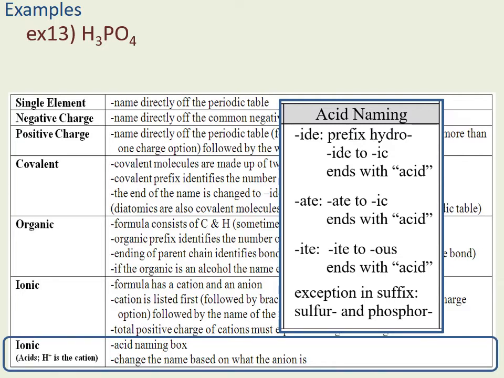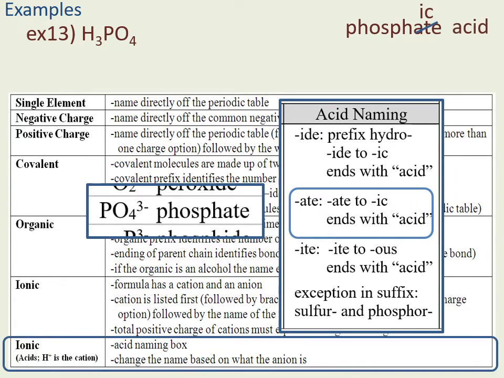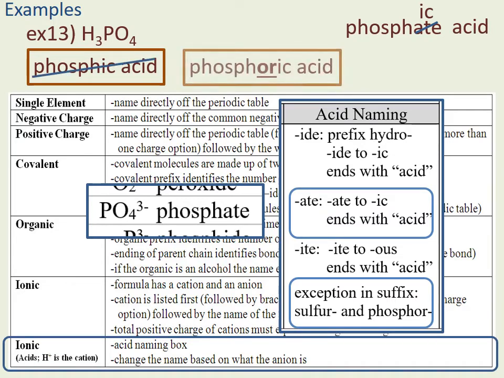PO4 is our anion, and we know it has a -3 charge because on the front end, there are 3 H pluses. So PO4 3- is called phosphate, and it ends in ate. So I'm told to change ate to ic and follow with acid. So our answer is phosphic acid, which is wrong. We're told there's an exception in the suffix of sulfur and phosphorus. So it's not phosphic acid, it is phosphoric acid.